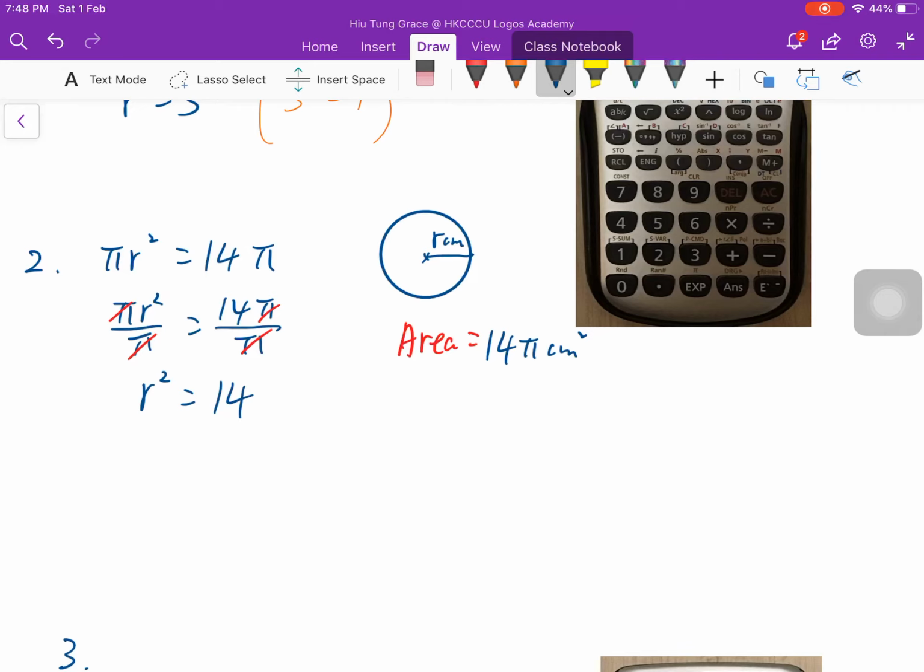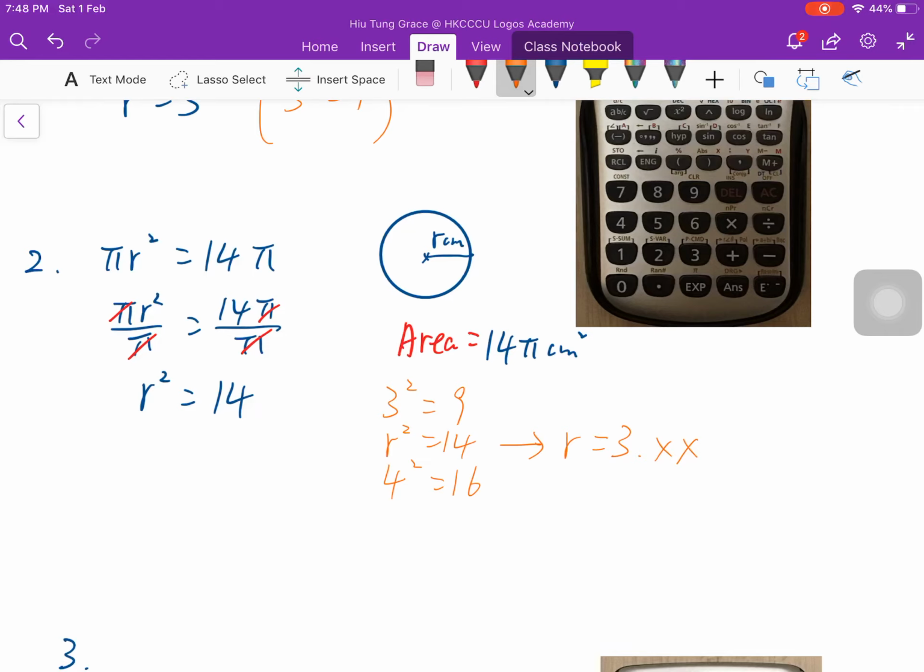If we just use common sense to guess what r is, we cannot come up with an integer whose square is equal to 14. But we know that 3 squared is equal to 9 and 4 squared is equal to 16. So r squared equals 14 means that r is between 3 and 4, so maybe r is equal to 3 point something. But that's a very rough answer, right? That's an approximation. How do we get a more accurate answer?